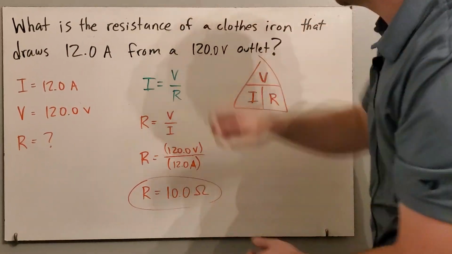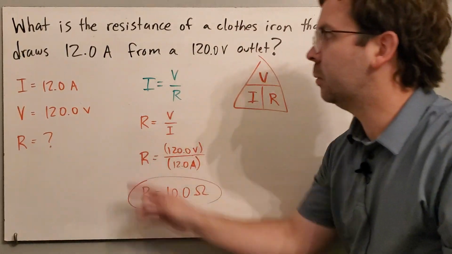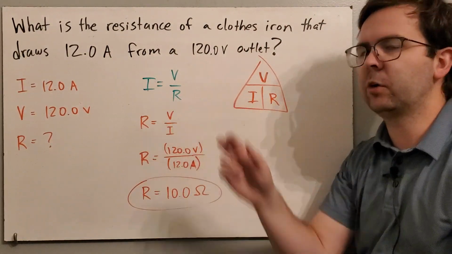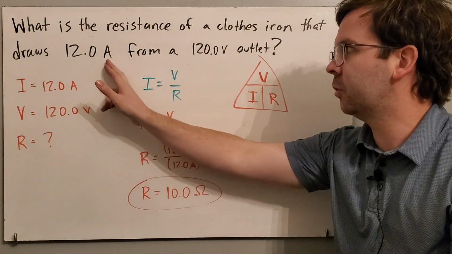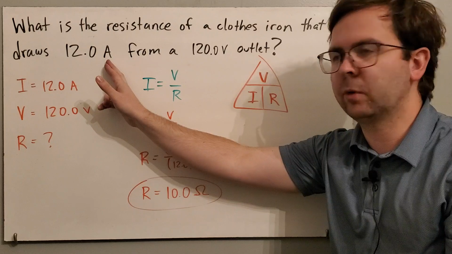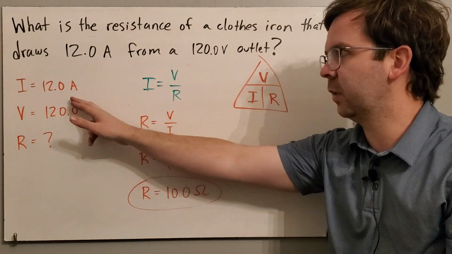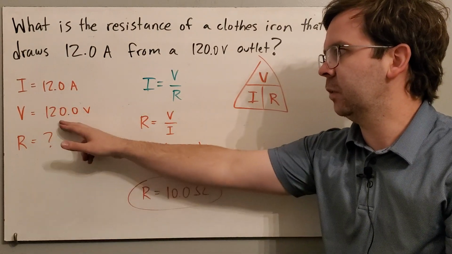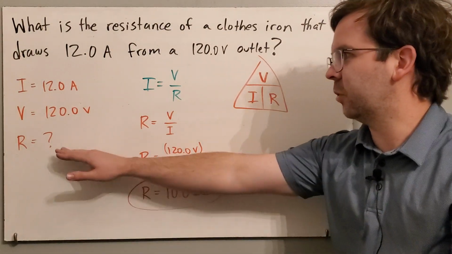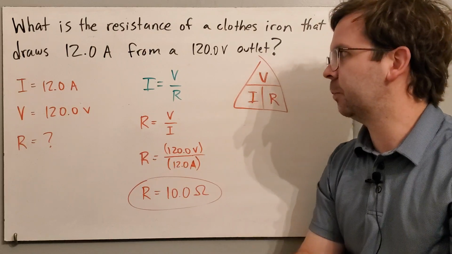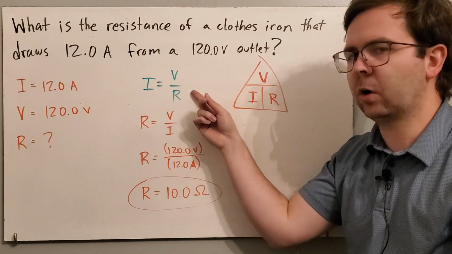What is the resistance of a clothes iron that draws 12.0 amps from a 120.0 volt outlet? So 12.0 amps tells me that's a current. Amps is what we measure current in, so that's I. And then voltage is pretty easy to remember, it's volts, okay? So the resistance is what we're looking for now. So this is Ohm's law, I equals V over R.